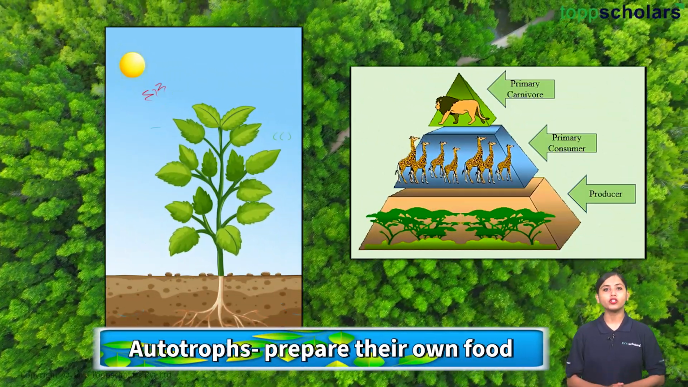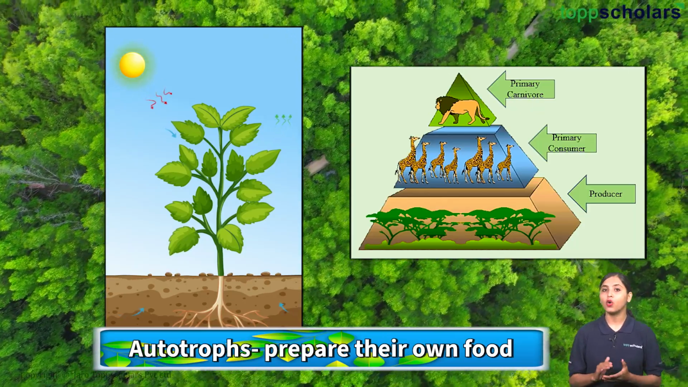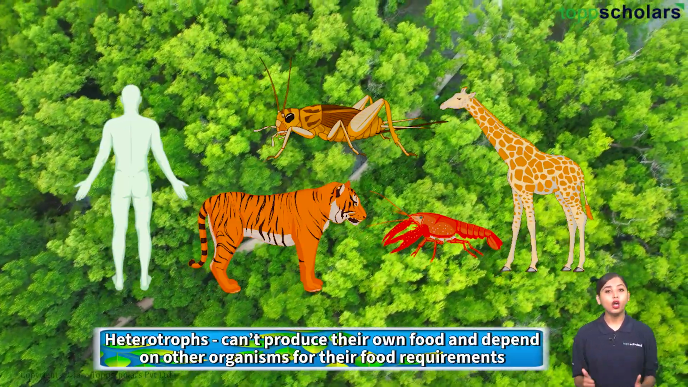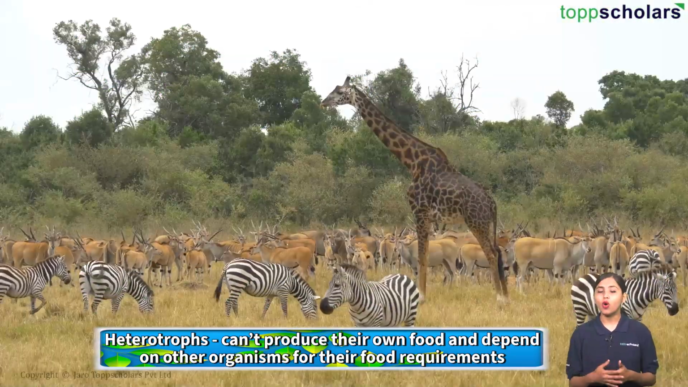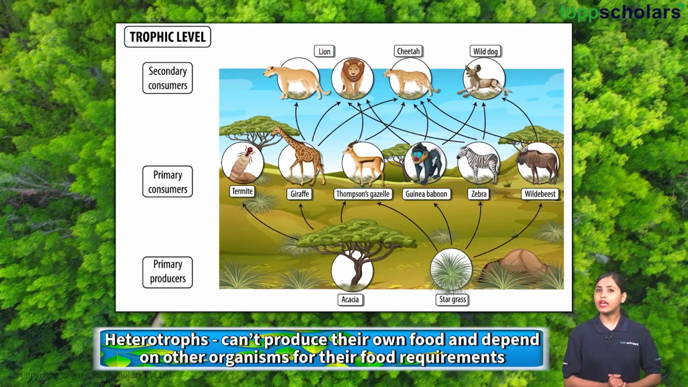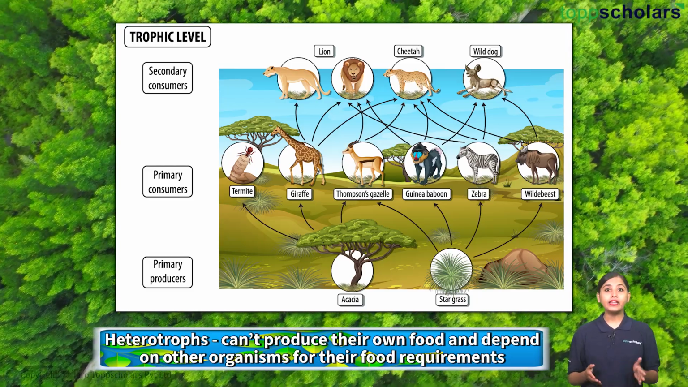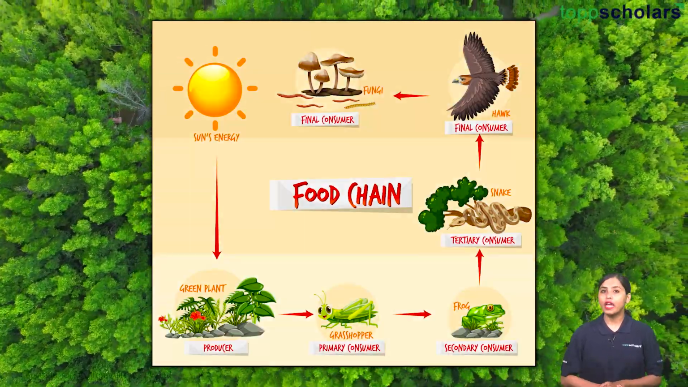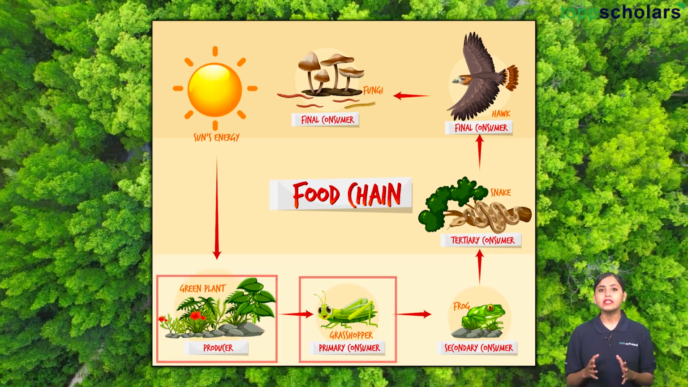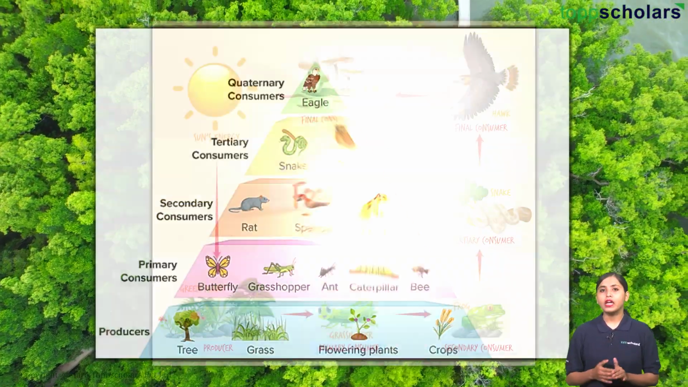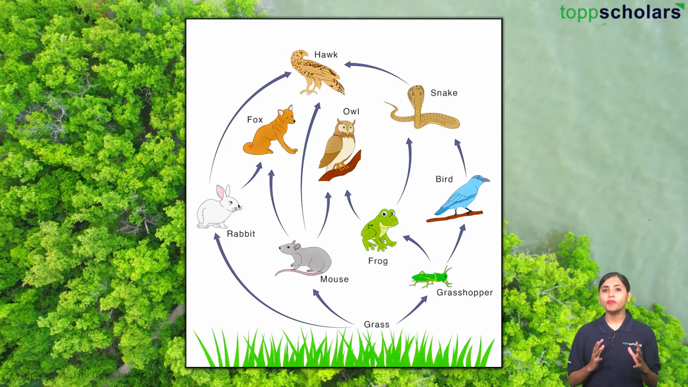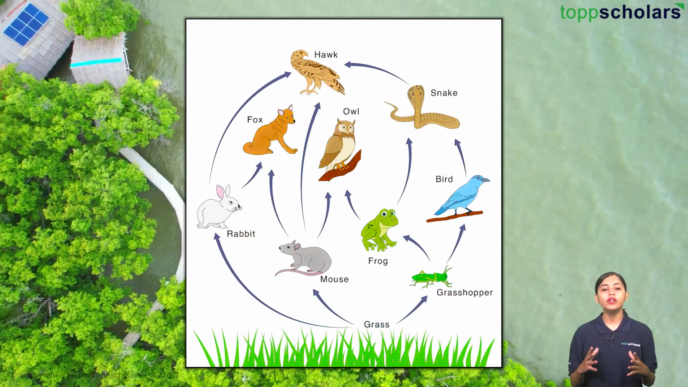We have used the term autotrophs for organisms that can prepare their own food. And we have the term heterotrophs for organisms that cannot produce their own food and depend on other organisms for their food and energy requirements. So, can you guess the heterotrophs mentioned here? Yes, of course. So, you see, we have formed a sequence here in which one organism is dependent on the previous one. This is nothing but the food chain. Each step or level in the food chain forms the trophic level. A network of many food chains will be called a food web.